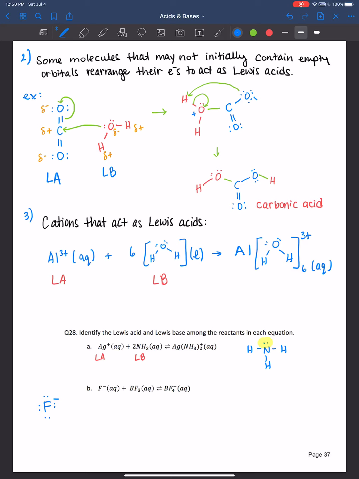And we've seen the boron species. If we were to draw the Lewis structure, boron has an incomplete octet, and so it welcomes that fluoride in. That fluoride can come in and attack the boron and then make the BF4 minus. So therefore, our Lewis base is the fluoride, and our Lewis acid, the electron pair acceptor, is the boron trifluoride species.